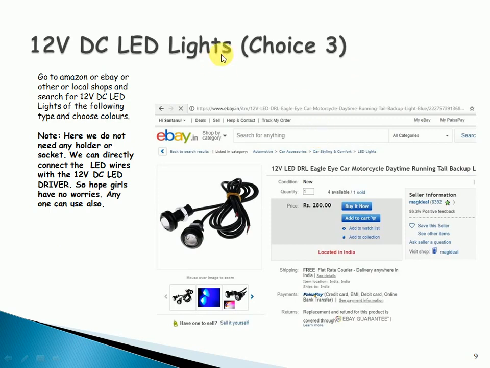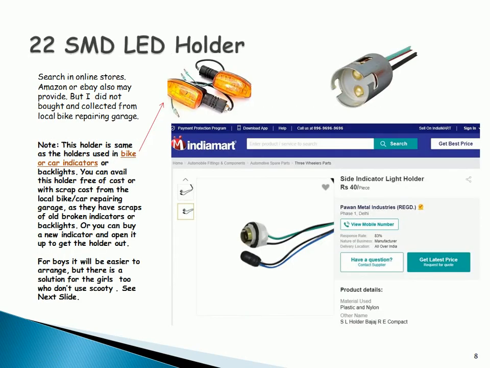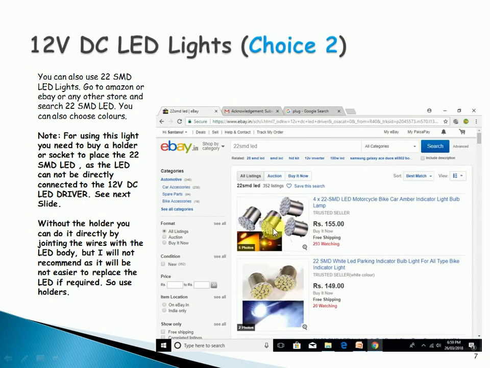So this is the next slide, and this kind of light is our choice 3. This kind of light, you can see, does not need any holders. These kinds of lights will work similar to the 22 SMD LEDs. It will look like this. When you turn it on, the light beams will be similar.